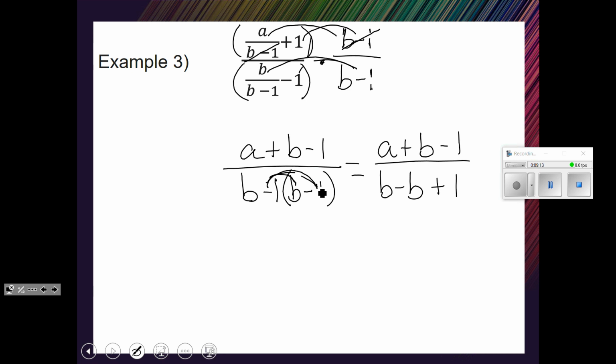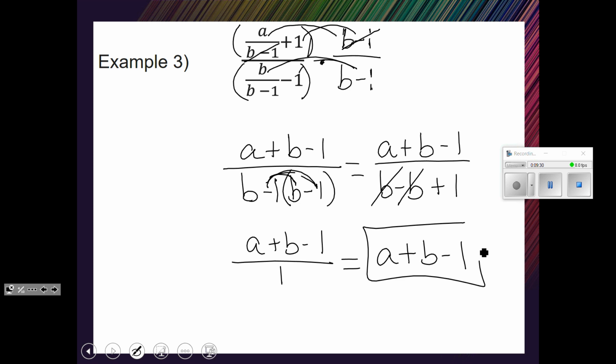Now I can combine like terms. So my b's on the bottom are going to cancel out. And so then I'm just going to have a plus b minus 1, all divided by 1, but anything divided by 1 is just itself. So it's a plus b minus 1. And that's going to be your final answer.